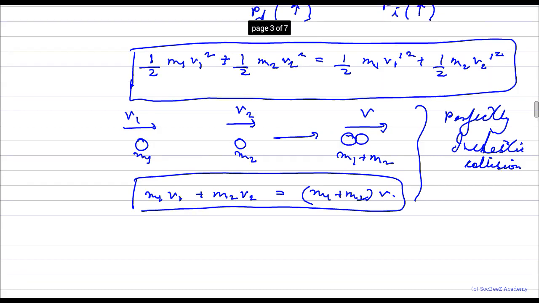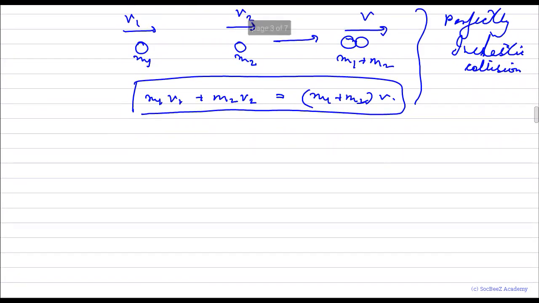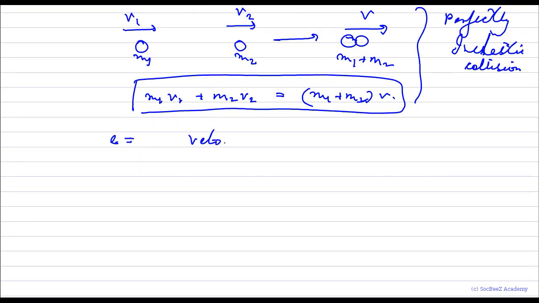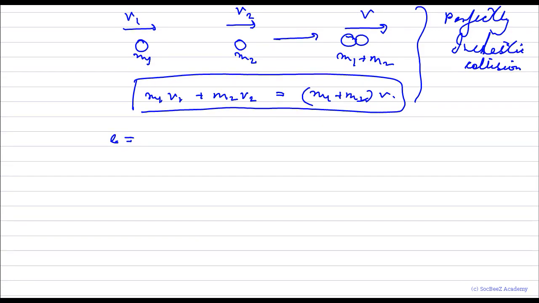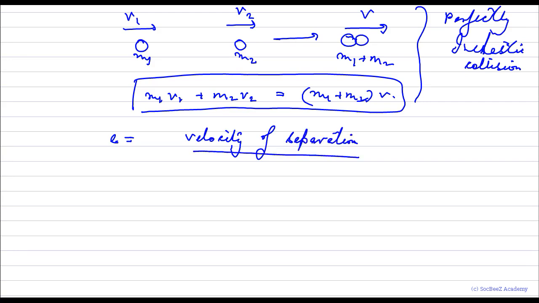Now let us define a term called coefficient of restitution. The coefficient of restitution is defined as the ratio of velocity of separation upon velocity of approach.